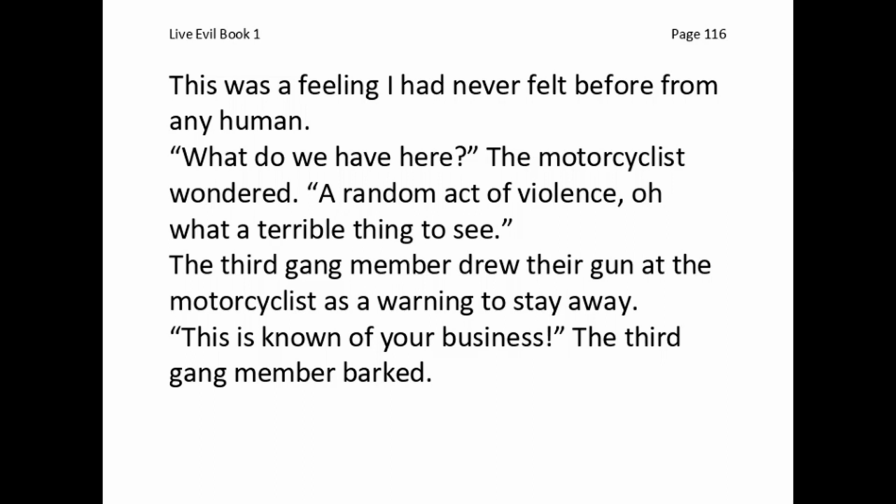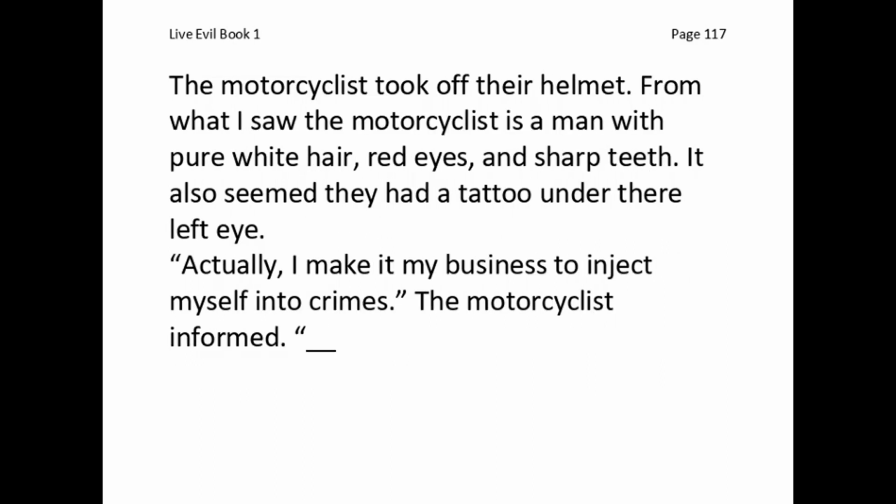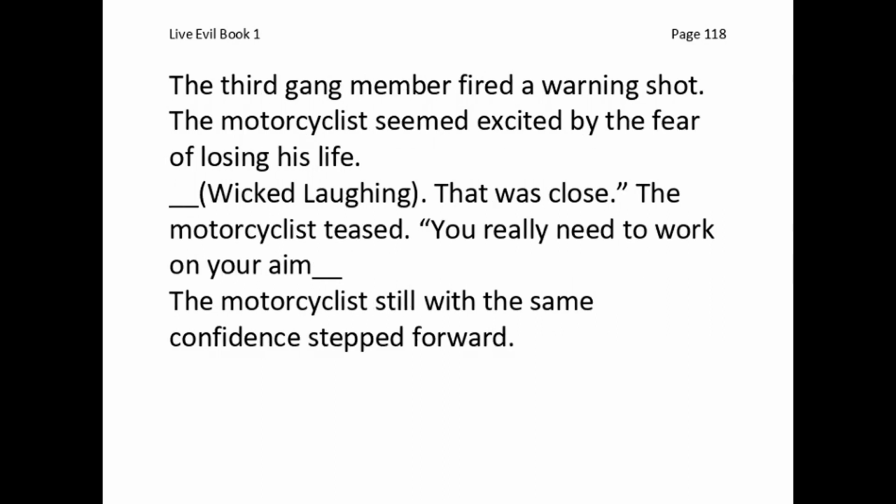From what I saw, the motorcyclist is a man with pure white hair, red eyes, and sharp teeth. It also seemed they had a tattoo under their left eye. "Actually, I make it my business to inject myself into crimes," the motorcyclist informed. The third gang member fired a warning shot. The motorcyclist seemed excited by the fear of losing his life. Wicked laughing. "That was close," the motorcyclist teased. "You really need to work on your aim."